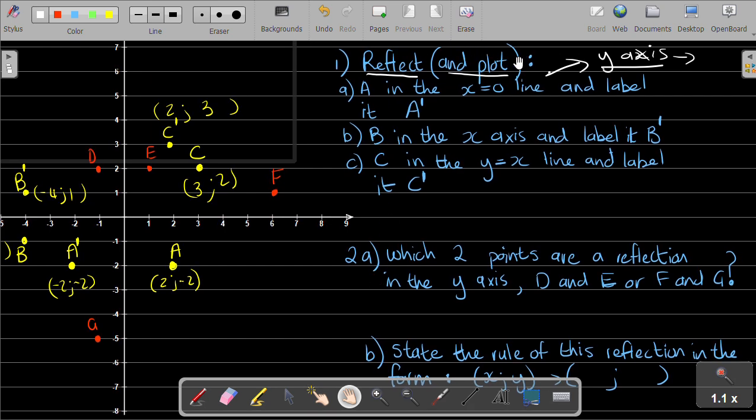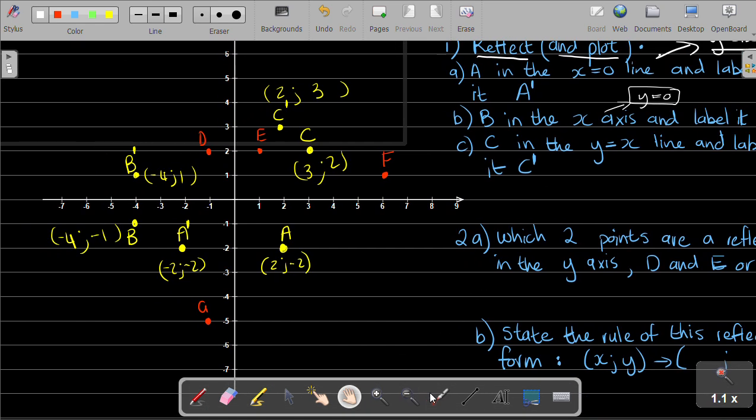Let's try reflect and plot B in the x-axis and label it B transformed. What happens for my x-axis, guys? This is also known as the y equals 0 line. I'm just making you aware. My x values stay the same, and my y value changes sign. Let's do that together. B is over here, and it's -4 and -1. What happens for the x-axis? My x value stays the same, so -4, and my y value changes sign, so it becomes -4 and 1.